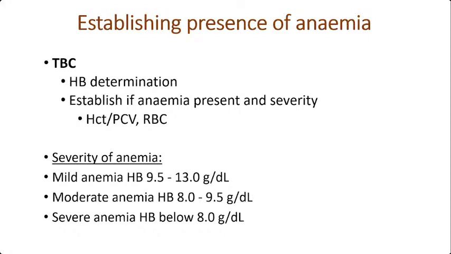This will be your hemoglobin. It will tell you whether anemia is present, and the severity, the same as your hematocrit or packed cell volume and red cell count. And a severe anemia is that anemia where the hemoglobin is below 8 grams per deciliter. Moderate is 8 to 9.5, and a mild anemia is that where the hemoglobin is 9.5 to 13. This is 13 for a male, it would be 12 for a female, okay? So those are how we grade the anemia.